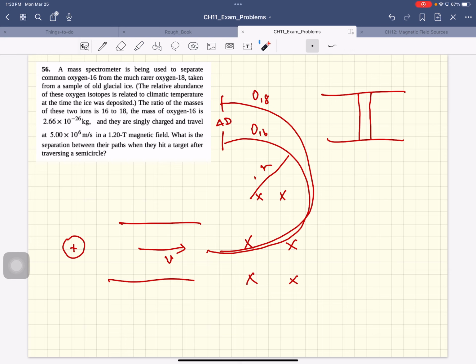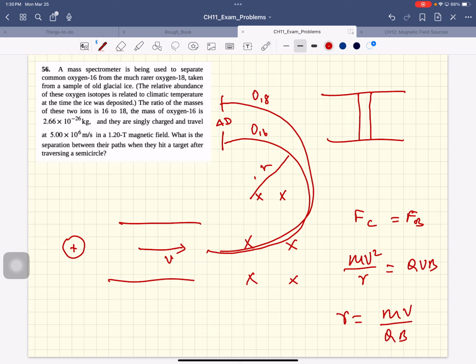Again, the centripetal force is equal to the magnetic force in this region. mv squared by R equals qvB, so R is equal to mv over qB. You see, the radius of the path is directly proportional to the mass. If the mass is 20% higher, the radius will be 20% higher.